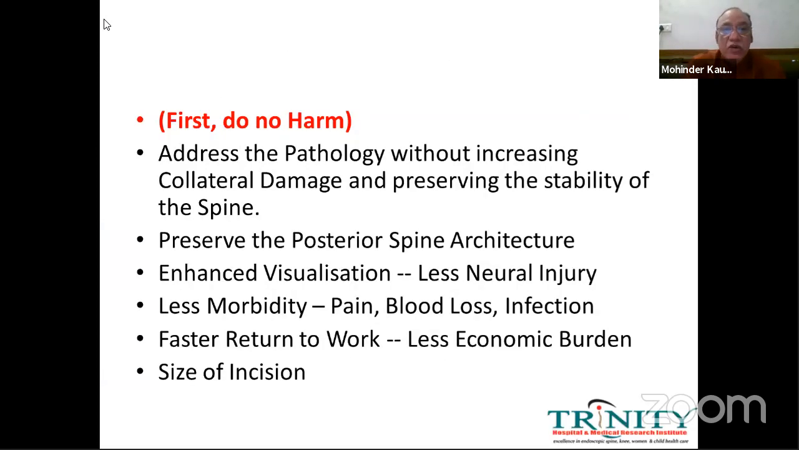As we know, the philosophy of us surgeons is first do no harm and address the pathology without increasing the collateral damage. That is the basic philosophy of MIS techniques, where endoscopy also respects this principle. Preserve the posterior spine architecture. Enhanced visualization is another advantage of the endoscope because the eye is inside, and surely it is associated with less morbidity like pain, blood loss, infection, and faster return to work. And size of the incision, we do talk, but I think the inside work is more important than merely talking about the size of the incision.